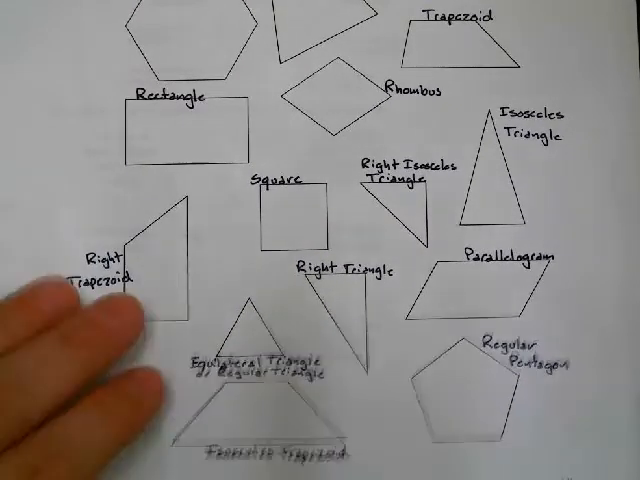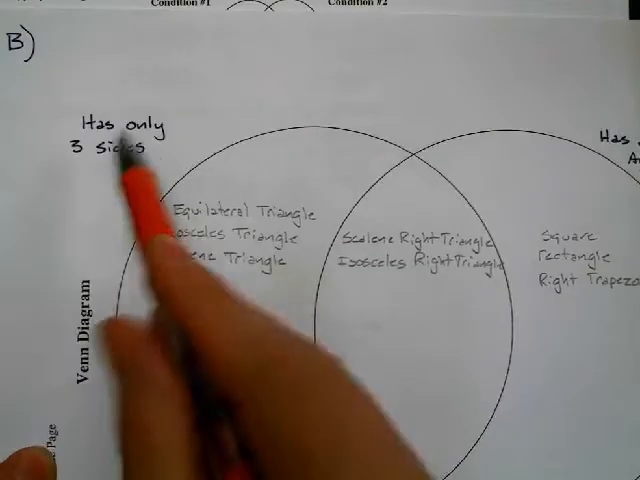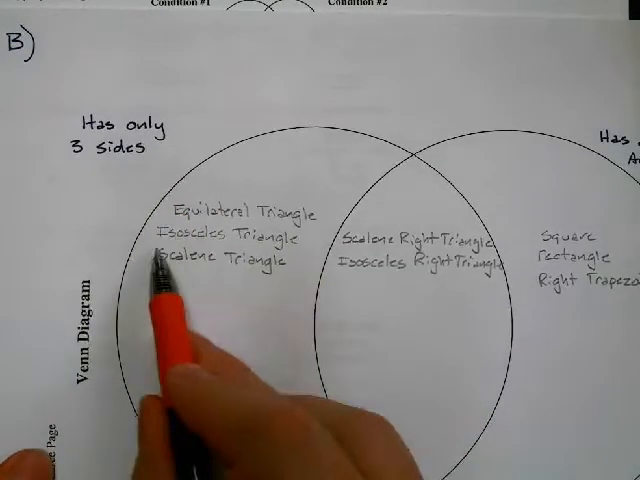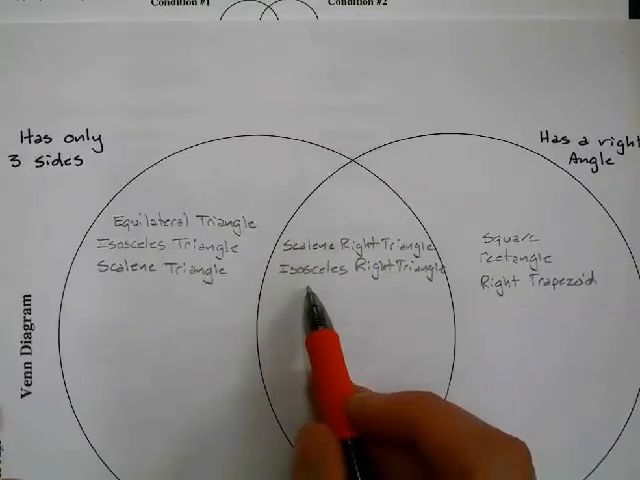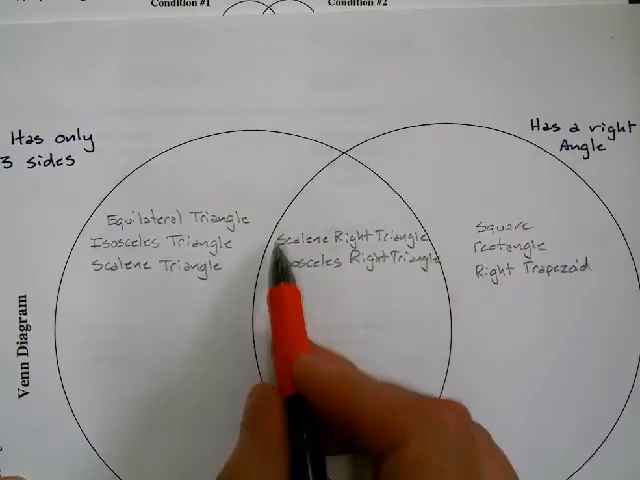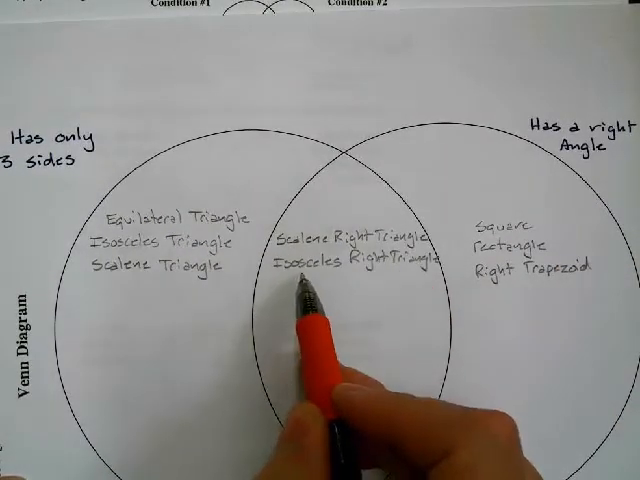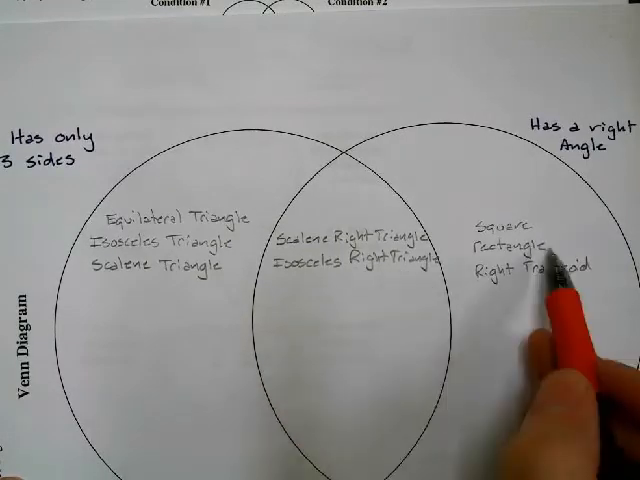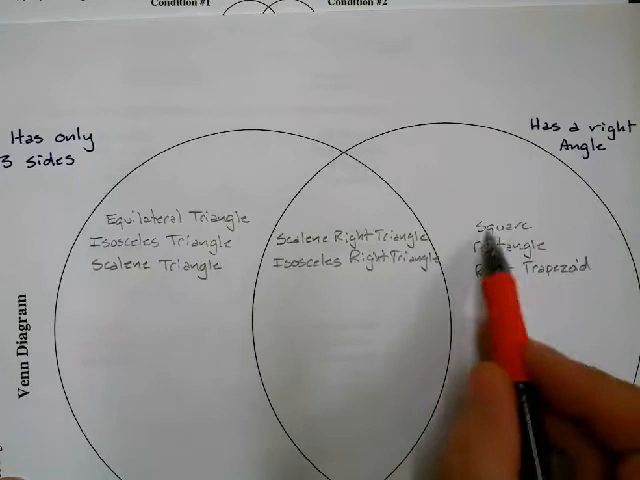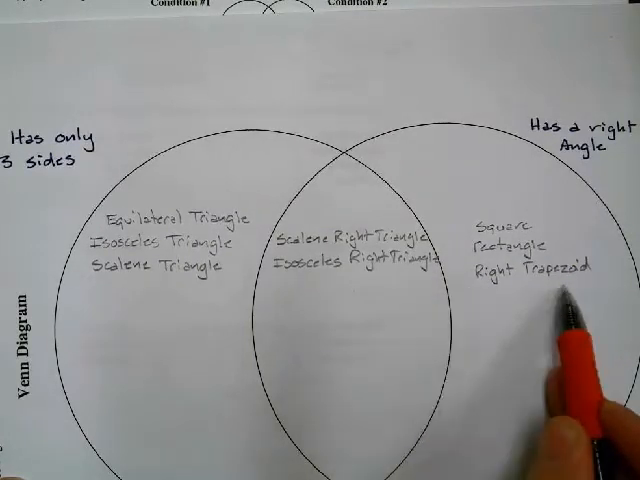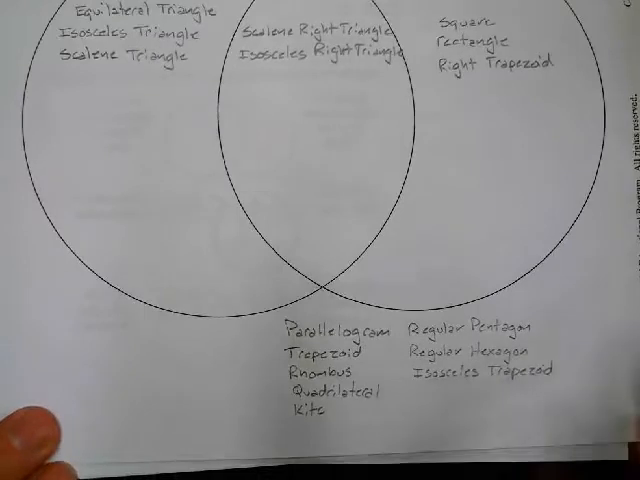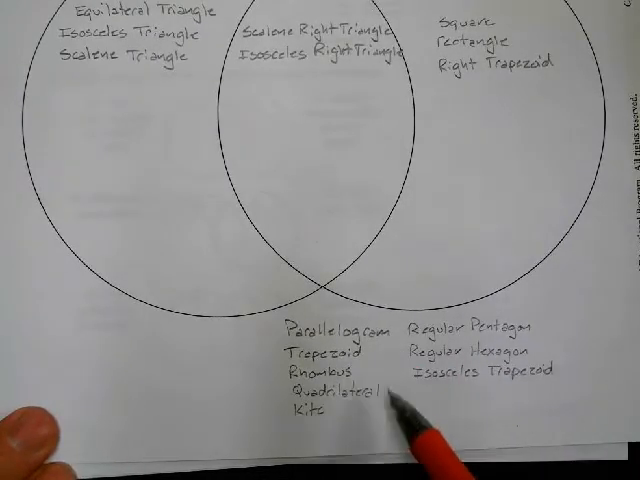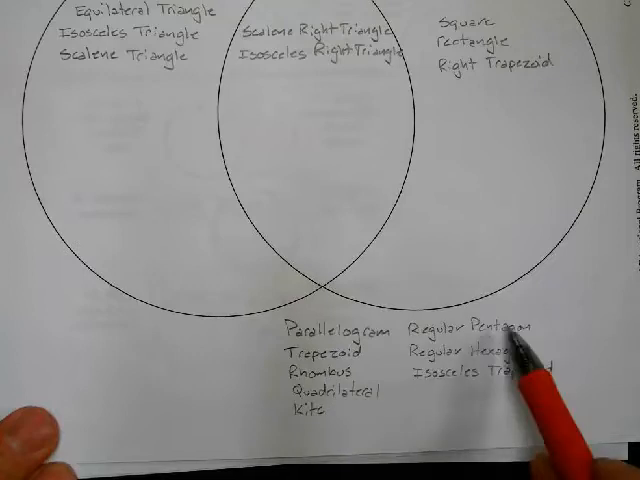So it has only three sides. Equilateral triangle, isosceles triangle, scalene triangle. This section, which one has three sides and right angles? The scalene right triangle and the isosceles right triangle. Okay, which ones only have right angles? Square, rectangle, right trapezoid. Which ones don't have three sides and they don't have right angles? That's a lot of them. Parallelogram, trapezoid, rhombus, quadrilateral, kite, regular pentagon, regular hexagon, isosceles trapezoid.